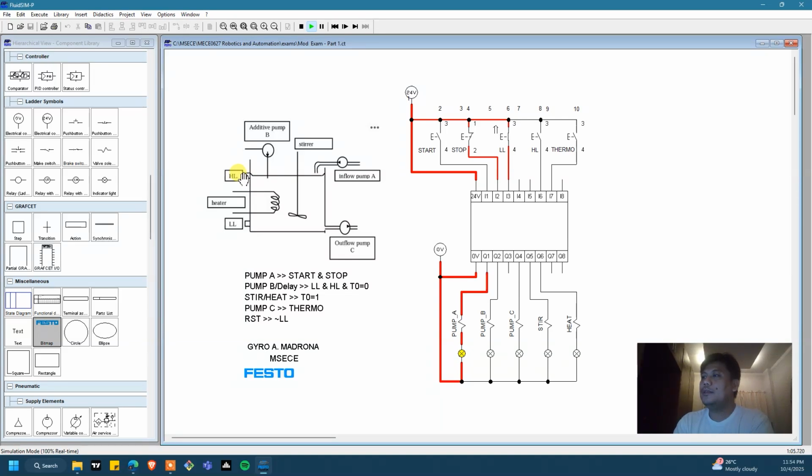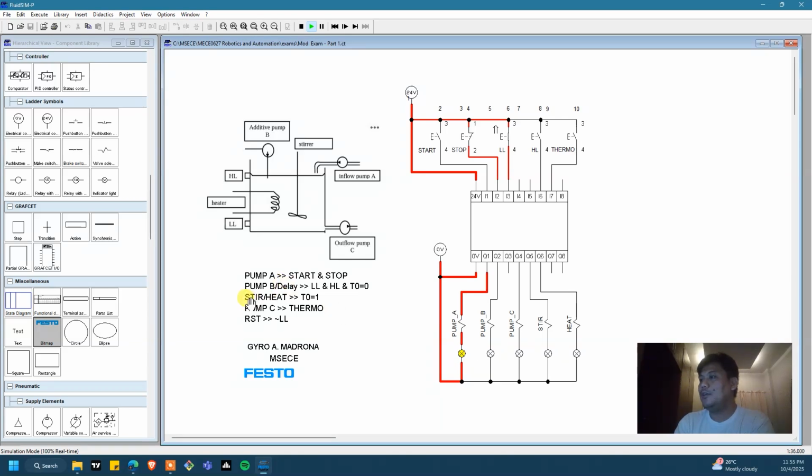Once it hits this high level switch, your pump B will be activated, adding some additives to your liquid. And take note, it will only last for 10 seconds. So if I press this high level switch, your pump B will be activated. Of course, pump A will be deactivated. But take note, pump B will only be activated for 10 seconds. So we have a delay of 10 seconds.